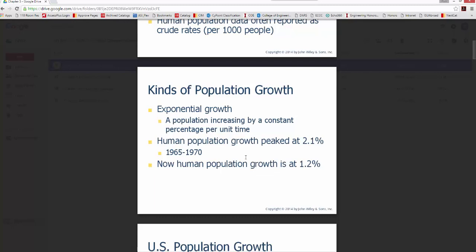Now, what's interesting is that our population growth has already peaked. And in fact, it peaked some 40 years ago. Between 1965 and 1970, I believe, the human population growth that's in your textbook was either 1.6 or 2.1%. I can't recall right now. But at the time this book was published back in 2012, the human population growth is now at 1.2% per year.